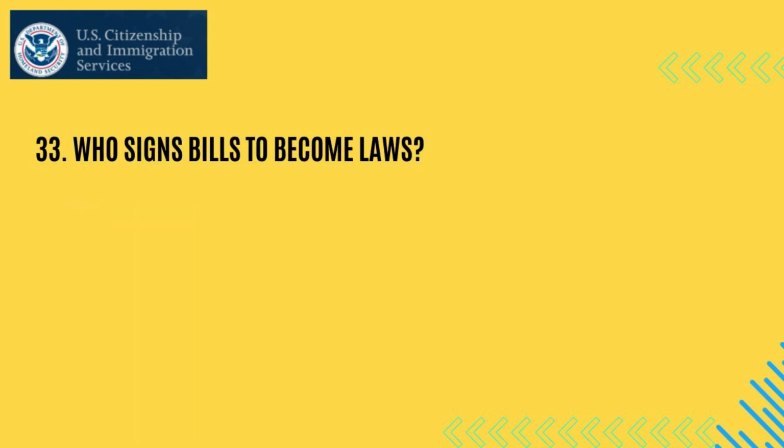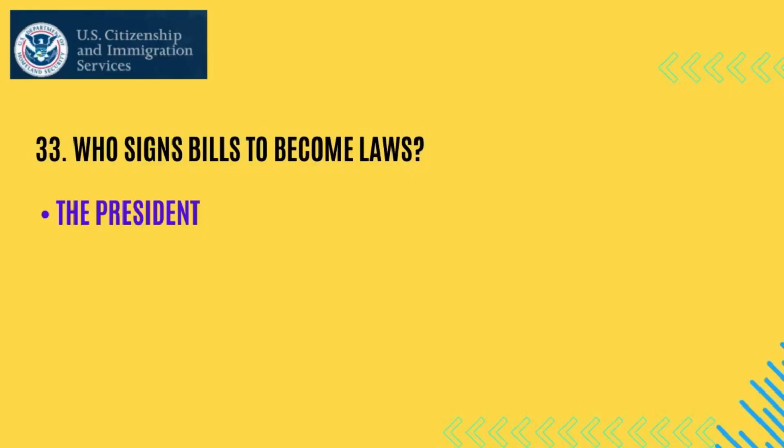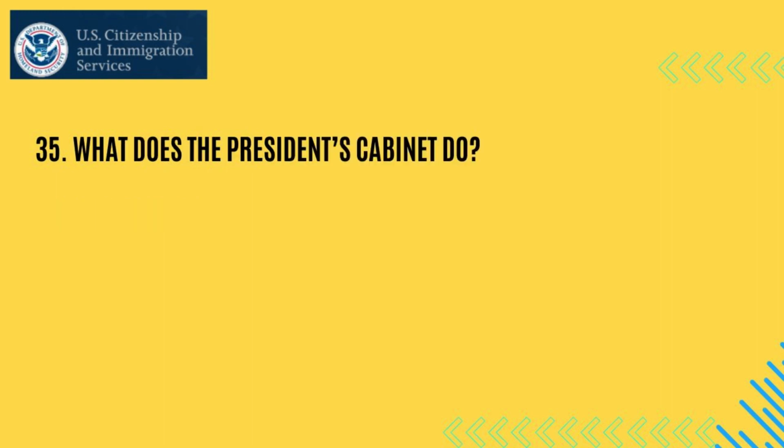33. Who signs bills to become laws? The President. 34. Who vetoes bills? The President. 35. What does the President's cabinet do? Advises the President. 36. What are two cabinet-level positions?